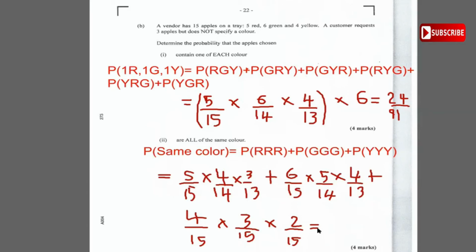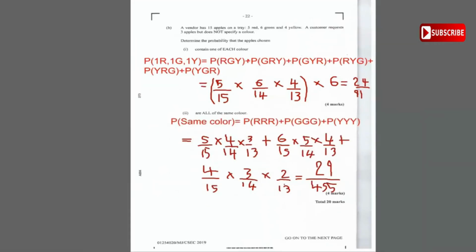So I get 29 over 455. So this right here should be 14. 15, it should be 13. We did all of this calculation to get 29 over 455. So this means there's a very slim possibility of you getting all 3 of the same color. Very slim chance. That's that. Nice and easy. That takes care of the statistics question.